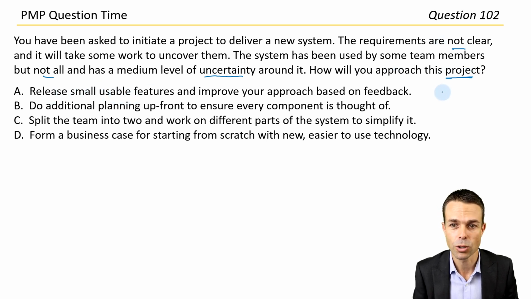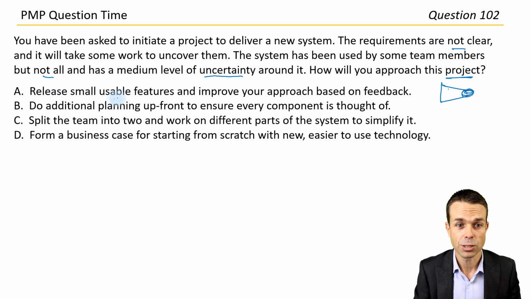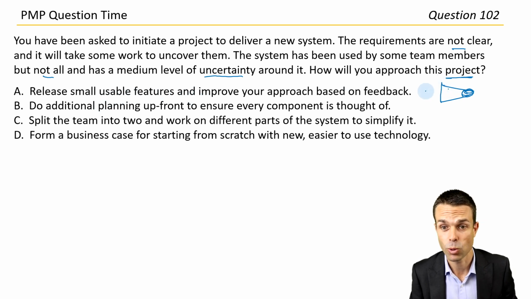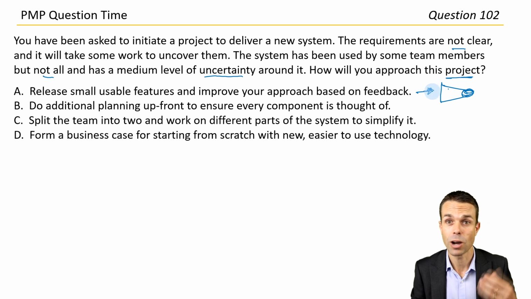Release small usable features. So the requirements are not clear, we need to make them become clear, and there's a medium level of uncertainty. Release small usable features and improve your approach based on feedback. I think that sounds quite good actually. That's your typical Agile approach, isn't it? That's why we use Agile, to work through that uncertainty and for things to become clearer. So that's pretty good. Let's see what else we have just in case.